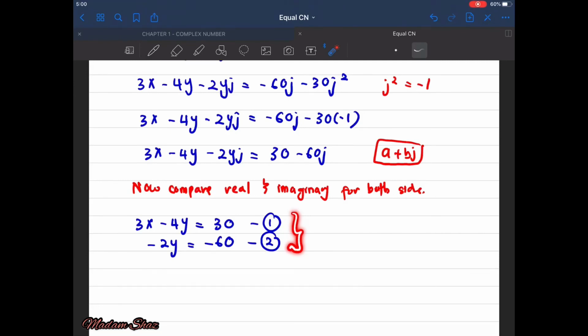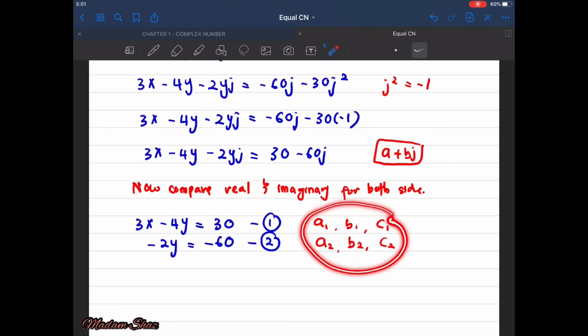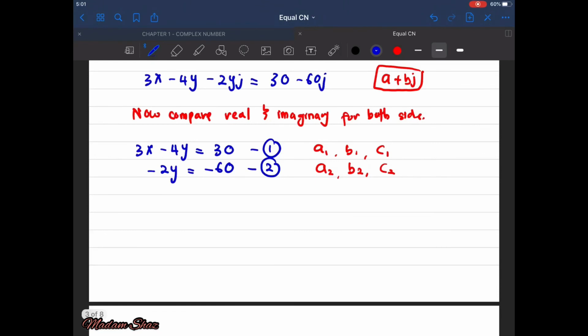It depends whether you want to solve using the calculator or manually, because for the second equation here, we can directly get the answer for y. If you want to solve using the calculator, then you have to determine the values for a1, b1 and c1, a2, b2 and c2. For this method, you can try on your own, but I will show you the manual calculation. So negative 2y is equal to negative 60. Therefore, y is equal to negative 60 divided by negative 2, so y is equal to 30.